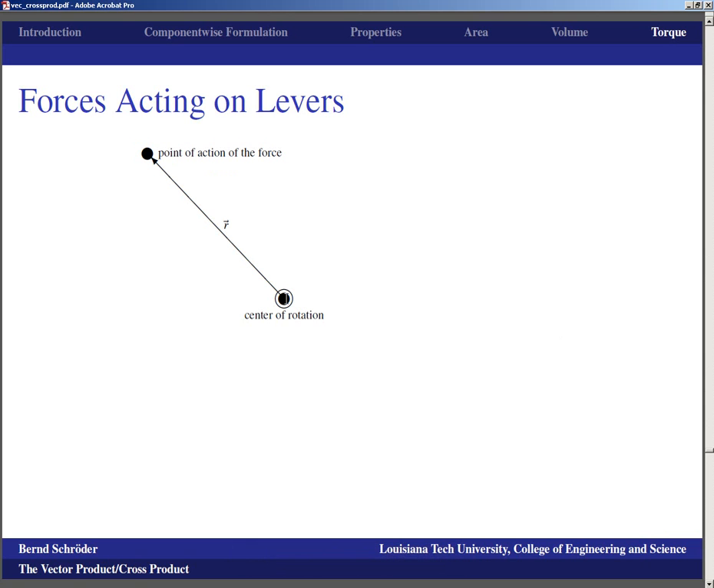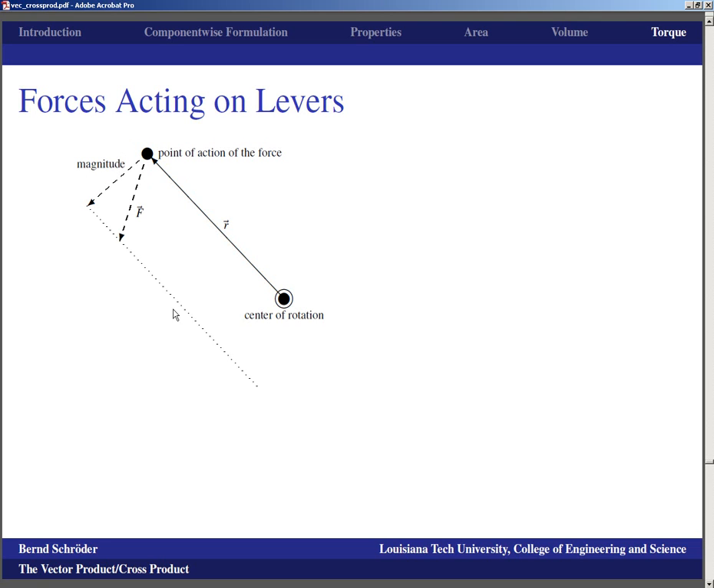Okay, so if you have a center of rotation and a force acts a distance r away from that center of rotation, well, then the force will stick out like this somehow. And we need to know how much of the force, namely this component here, which is perpendicular to the distance from the center of rotation, because that's the component that contributes to the rotational motion. And in order to do that, we need the magnitude of this thing.